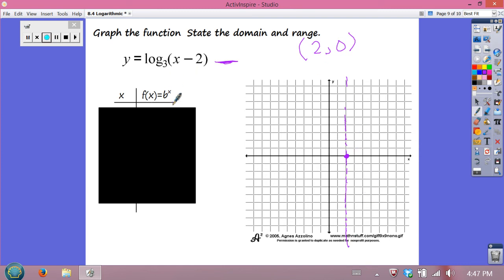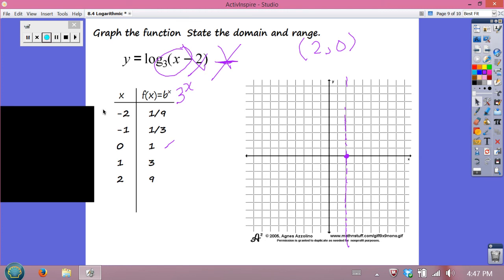What is the parent function? Forget about the 2, forget about there's no k. 3 to the x is our parent function. So first we want to look at plugging values into that. And once again, I've taken the liberty: -2, -1, 0, 1, 2. Plug -2 in, you get 1/9. What do we do? Switch the x and y values. I will say it a million times and a million times again. Switch the x and y values.